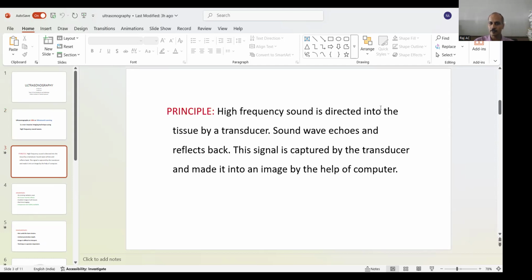Principle of ultrasonography. High frequency sound is directed into the tissue by a material called a transducer. The sound wave echoes and reflects back. The reflected back signal is again captured by the same transducer and made into an image with the help of a computer. So the computer is giving us the final result through its screen, and what provides the matter to the computer is the transducer.